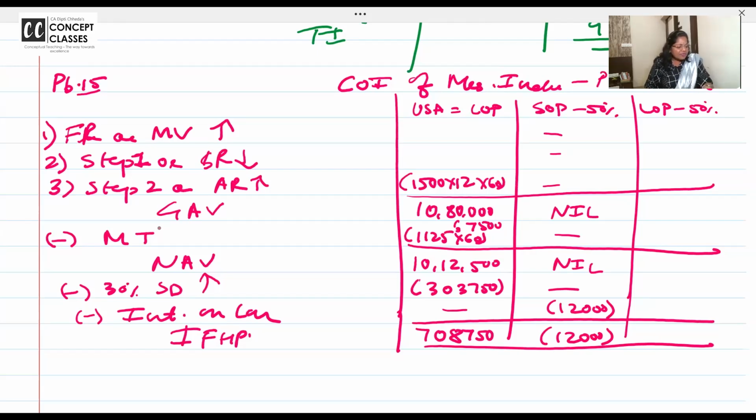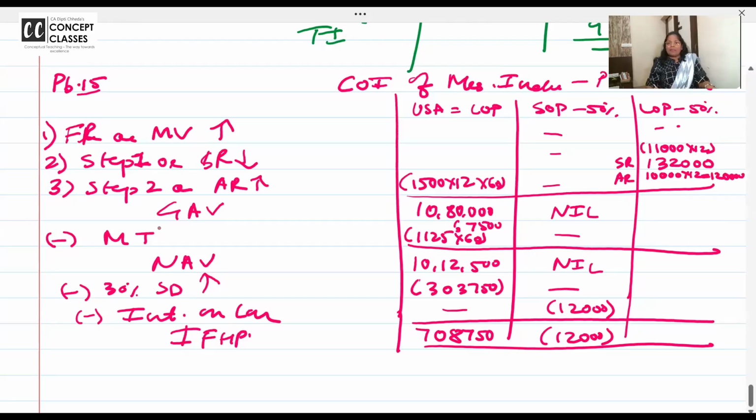Now the first floor is given on rent at 10,000, and they didn't give you the unrealized rent and all. So fair rent and municipal value are not given at all. Standard rent is given as 11,000 into 12. How much is it? 1,32,000. And what is the actual rent? 10,000 per month. Actual rent is 10,000 into 12, that is 1,20,000.